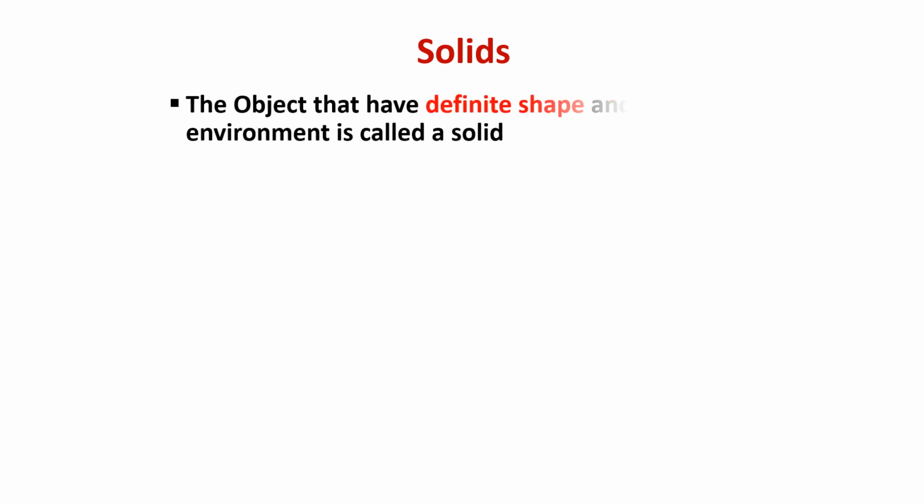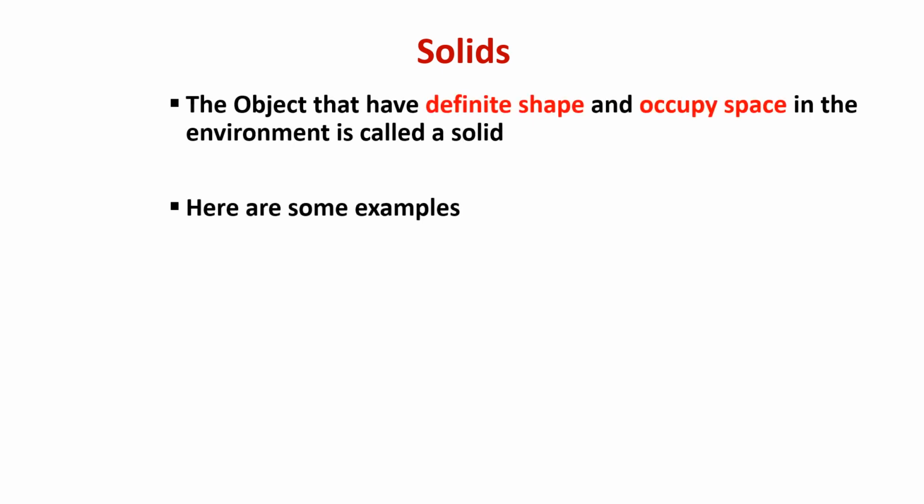Solids. Solids are the objects that have definite shape and occupy space in the environment. So here there are some examples.